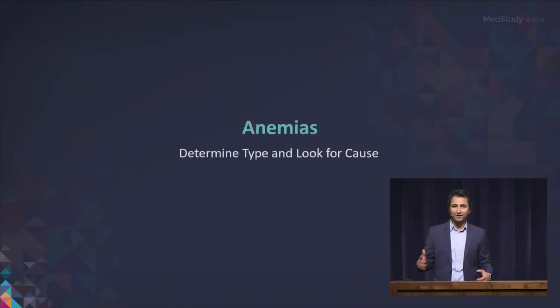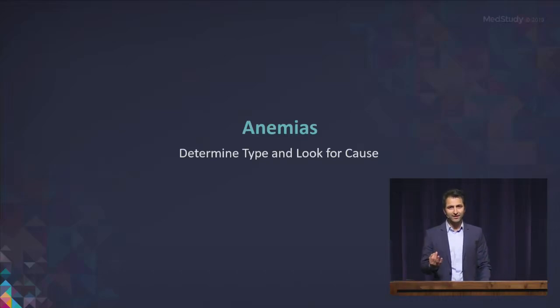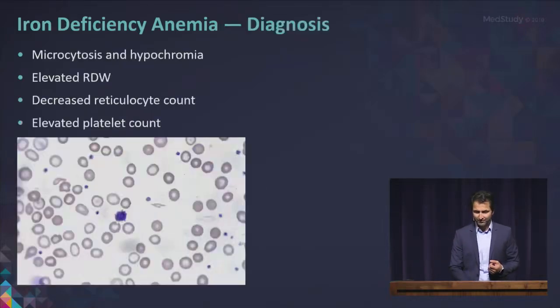So with red cell disorders, anemias is something that we're all pretty familiar with and probably see regularly in our practice. You want to determine the type and look for the underlying etiology. Iron deficiency anemia is the most common cause of anemia, and the presentation typically will include general symptoms of anemia like fatigue and weakness, but then also clues that you're going to be looking for iron deficiency, such as occult blood loss or insufficient dietary intake or increased demands of pregnancy. There are some peculiar signs or symptoms that can present with iron deficiency, such as unusual cravings for ice or for dirt, as well as restless leg syndrome, particularly at night. If you see that, you want to be thinking about iron deficiency.